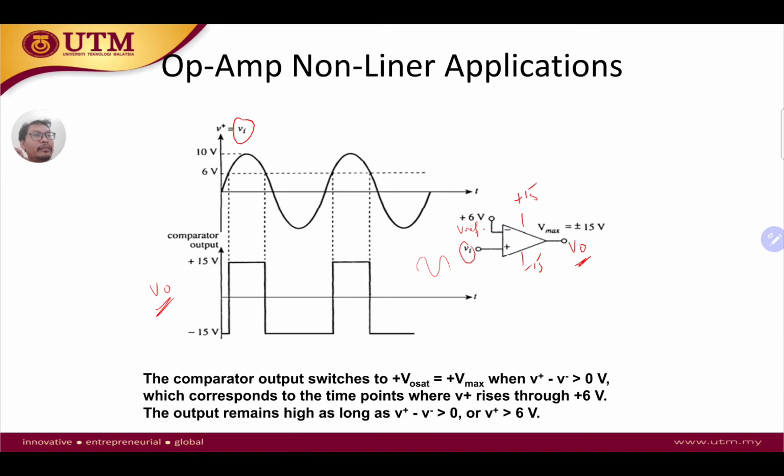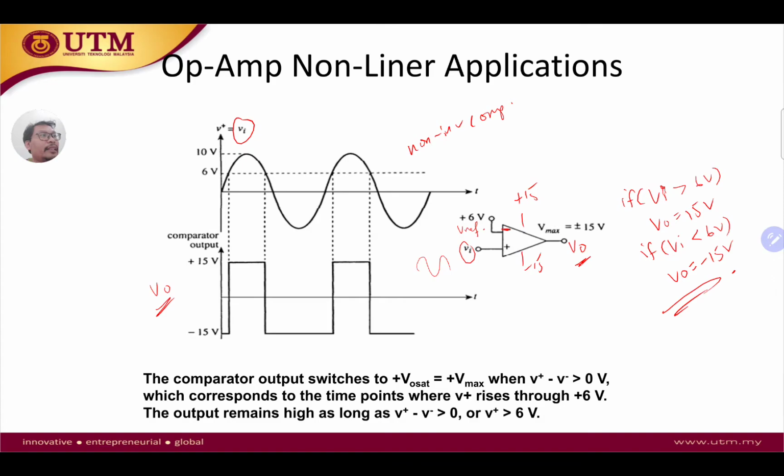So we know that here, if we put 6 on the negative terminal of the op-amp, this is called a non-inverting comparator. If Vi is greater than 6 volt, then V out is equal to 15 volt. If Vi is less than 6 volt, V out is going to be negative 15. So these are the characteristics that we saw in the previous slide.